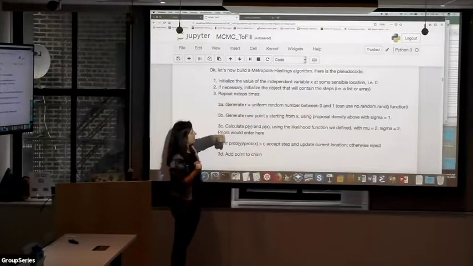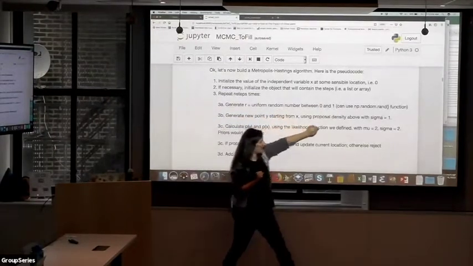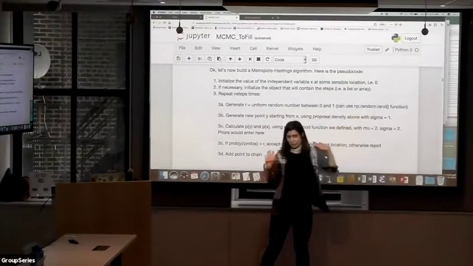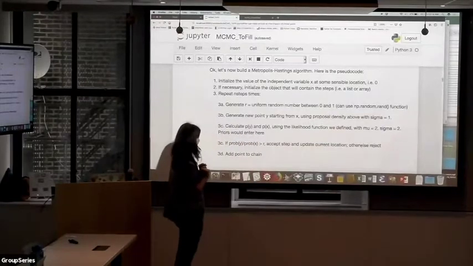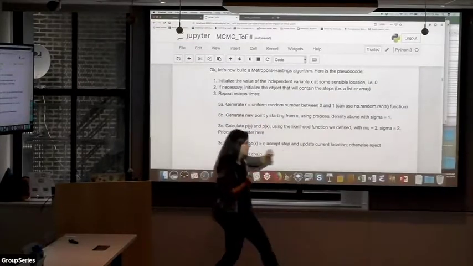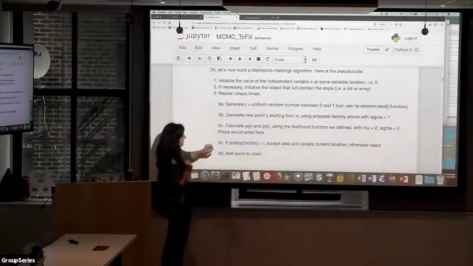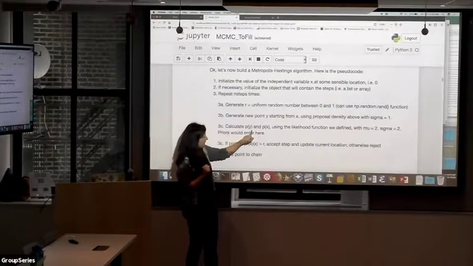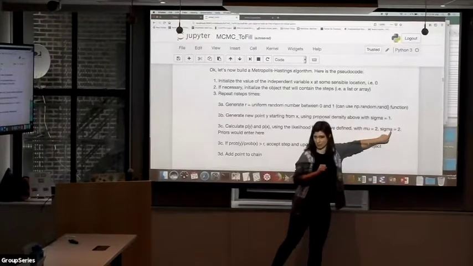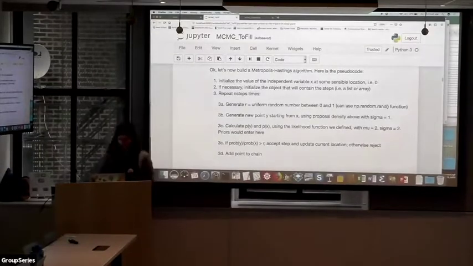And then you repeat these things for n steps. You generate a uniform random number between 0 and 1, and the simplest function to use is random.rand. You have to put a default value, so it will give you one random number. Then you generate a new point starting from x using the proposal density that we wrote, with sigma equal to 1. It has an argument sigma, and then you can calculate the posterior p of y and p of x using the likelihood function we defined, using mu equal 2 and variance equal 2. This is unfavorable. Let me fix it.